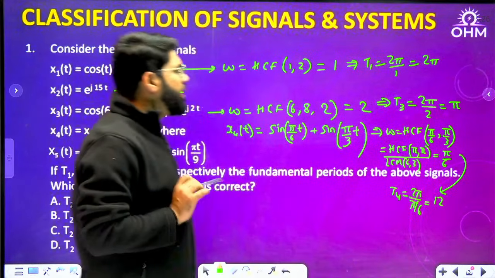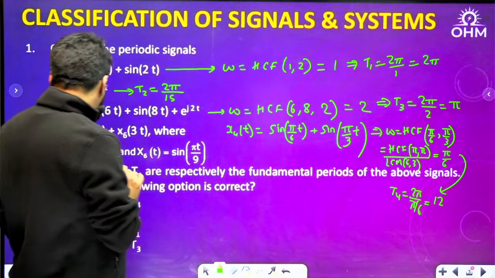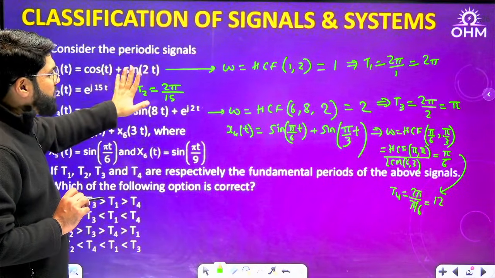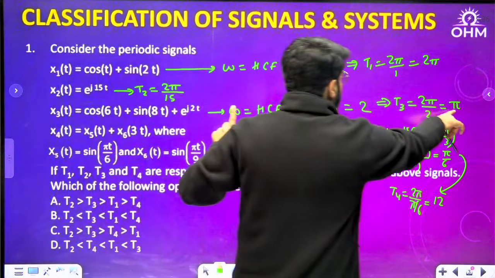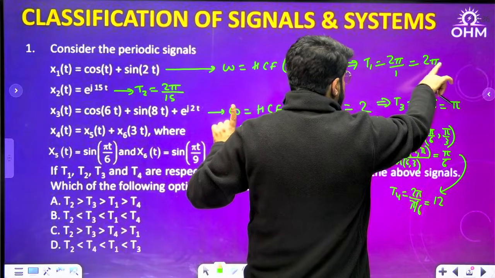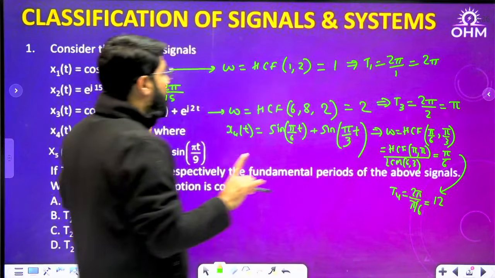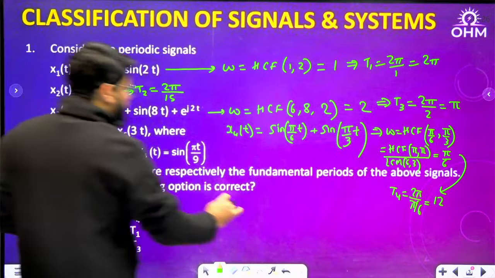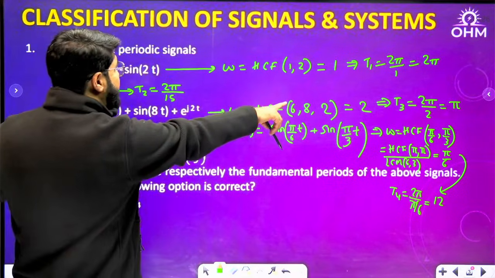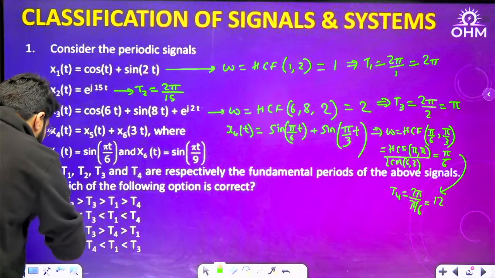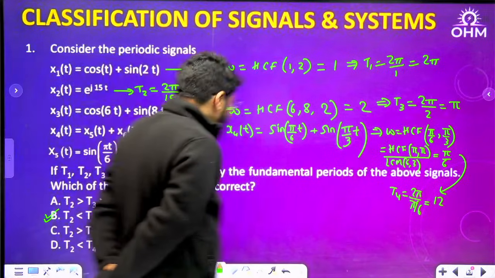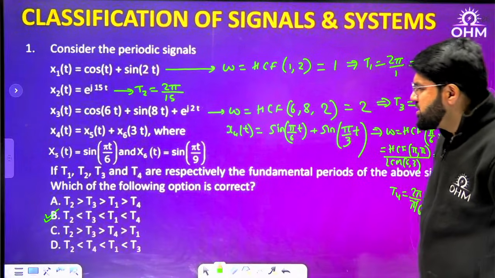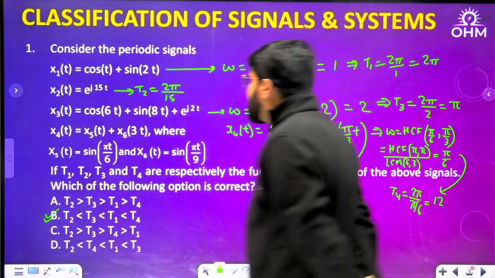Now we have to see what comes first in order. The smallest is 2 pi by 15, then will come pi, then will come 2 pi, which is approximately 6.28, then will come T4. So what is the smallest? T2. Then next I told T3, then T1. Yes, B is the correct answer, not C. I got two answers as C, but no, C is not the correct answer. B is the correct answer, 2 pi by 15.